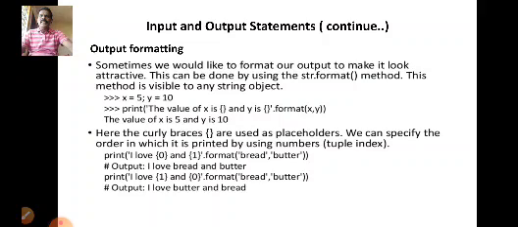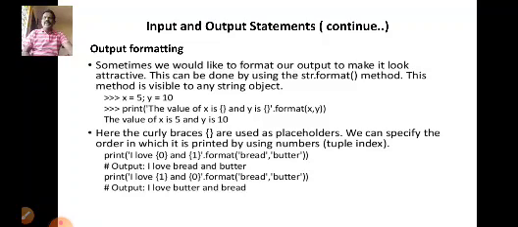Here observe in the print statement, the value of x is simply a curly bracket and y is simply a curly bracket, format x comma y. The value of x is 5 and y is 10. So that prints the result on the screen. Here the curly braces are used as placeholders. We can specify the order in which it is printed by using numbers, tuple index.